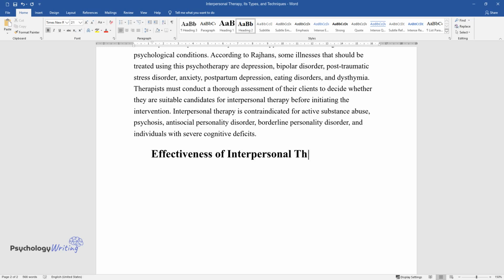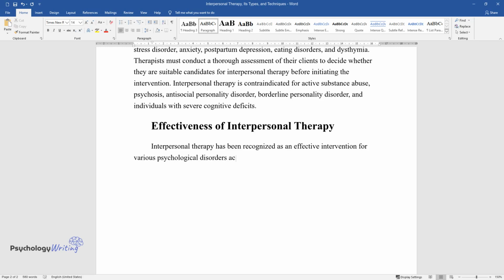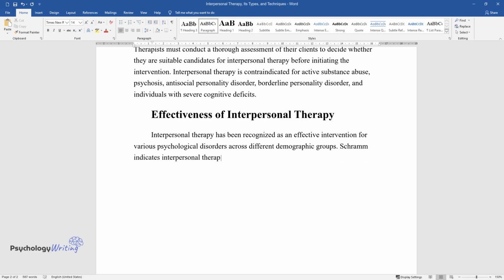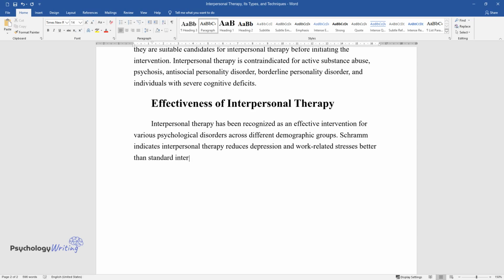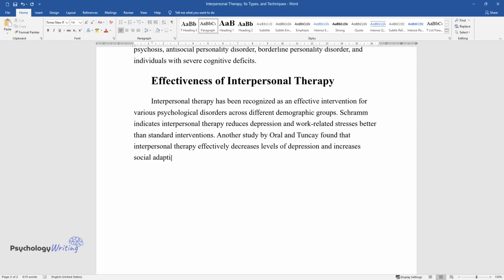Effectiveness of interpersonal therapy. Interpersonal therapy has been recognized as an effective intervention for various psychological disorders across different demographic groups. Schramm indicates interpersonal therapy reduces depression and work-related stresses better than standard interventions. Another study by Oral and Tunke found that interpersonal therapy effectively decreases levels of depression and increases social adaptation among women with major depressive disorder.